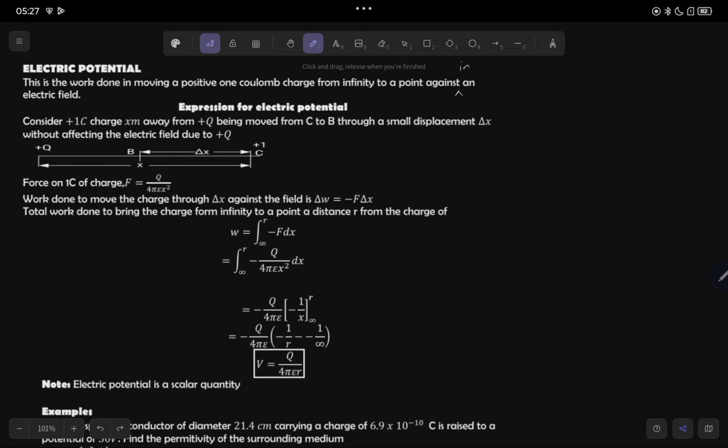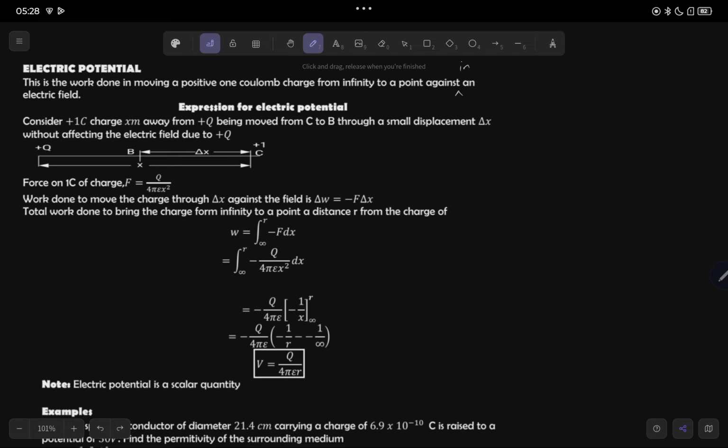In regards to charges, the charge is coming from a point which is so far away that it is almost not affected by the electric field when it is still at that very far point. So if you bring a positive 1 coulomb charge from that far point to a distance, say x, from a known charge, positive Q, then the work done in doing that is what we call electric potential at that point.